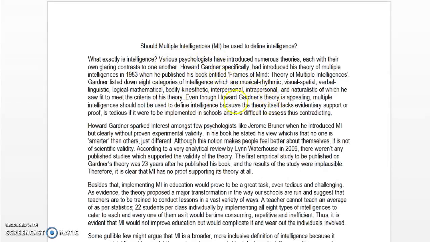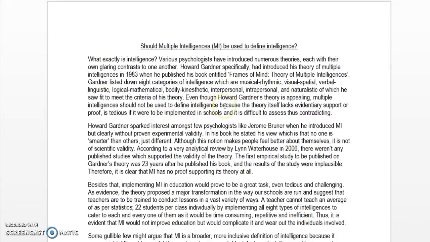And then finally, if you look at this last sentence, starting from "even though" until "contradicting" here, this is the thesis statement. If you read this, even though Howard Gardner's theory is appealing, multiple intelligences should not be used. So in a thesis statement, you will pick a stand whether you are supporting or going against the theory. For this essay, it should not be used. So she is going against this theory.